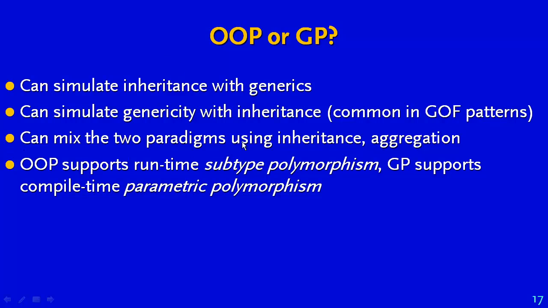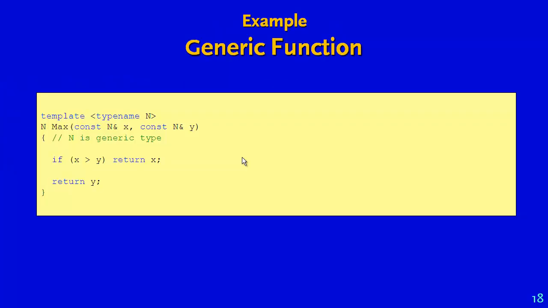We can mix the two paradigms using inheritance and aggregation. So you can inherit a template class from a template class. There's no problem. You can aggregate template classes. Object-oriented is runtime. In other words, it supports subtype polymorphism in the form of these virtual functions I've told you about already, and generic programming in the form of parametric polymorphism. So here's a very simple example, and I will actually run you the code in a moment.